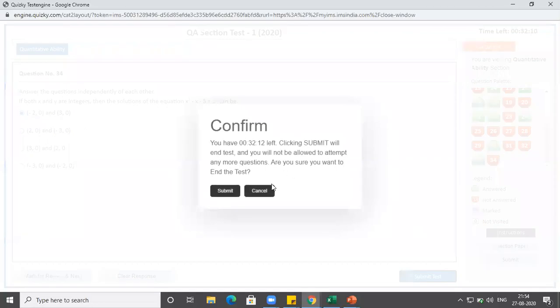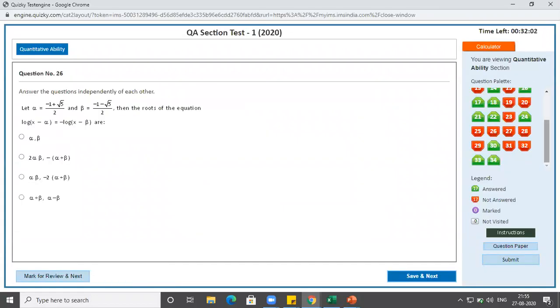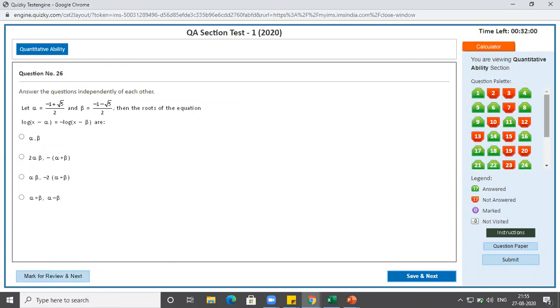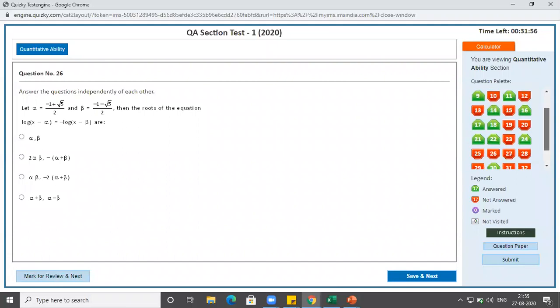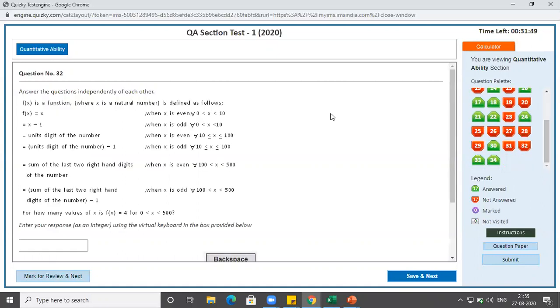Submit test. You will not be able to attempt anymore. Are you sure you want to exit the test? Cancel. Okay, so how many questions? Round 1 is done, 28 minutes taken. We have done 15 questions in round 1. Now we'll go to round 2. Say another 20 minutes. This is a round 3 question.